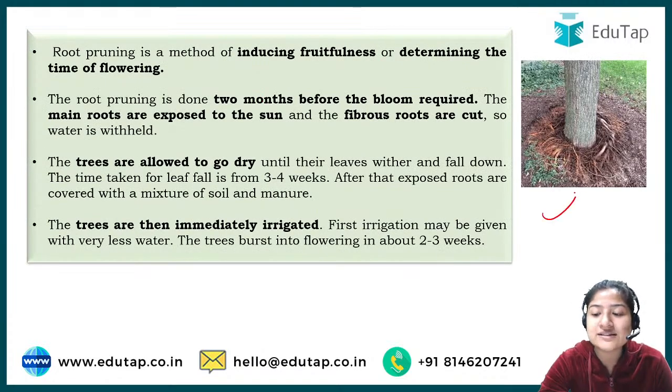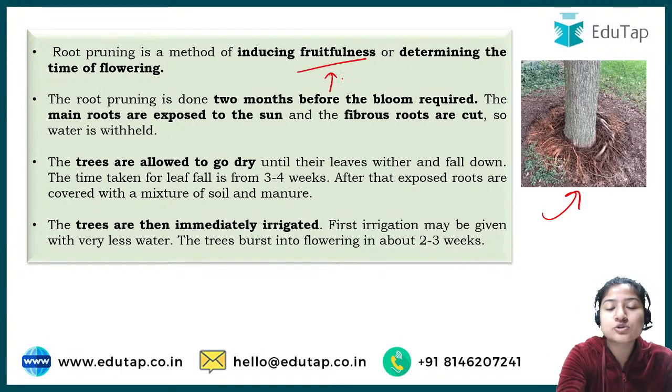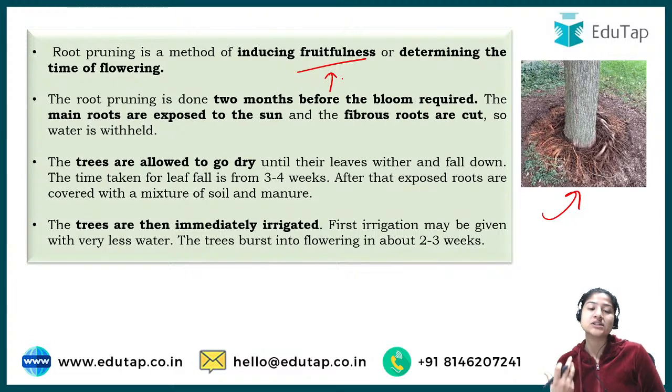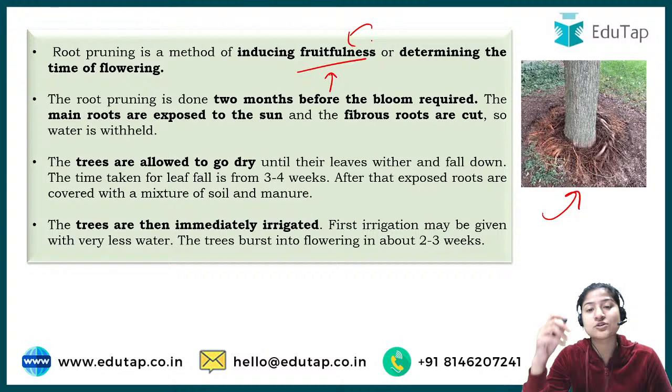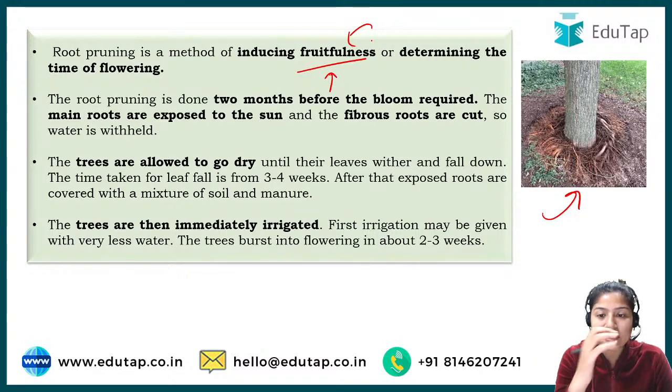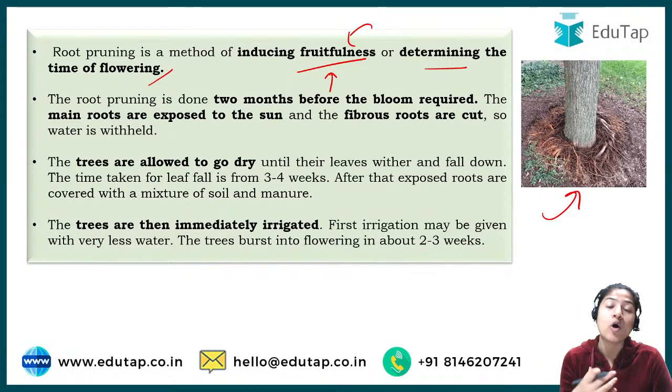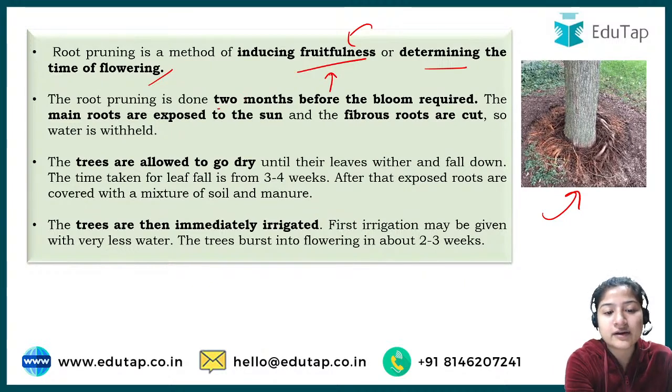This is done basically to stimulate the plant, the tree here specifically, for fruitfulness, meaning growing a lot of fruits, or determining the time of flowering, so that whenever the fruit is developed, it has optimal conditions in the environment for better survival. So what happens in root pruning?